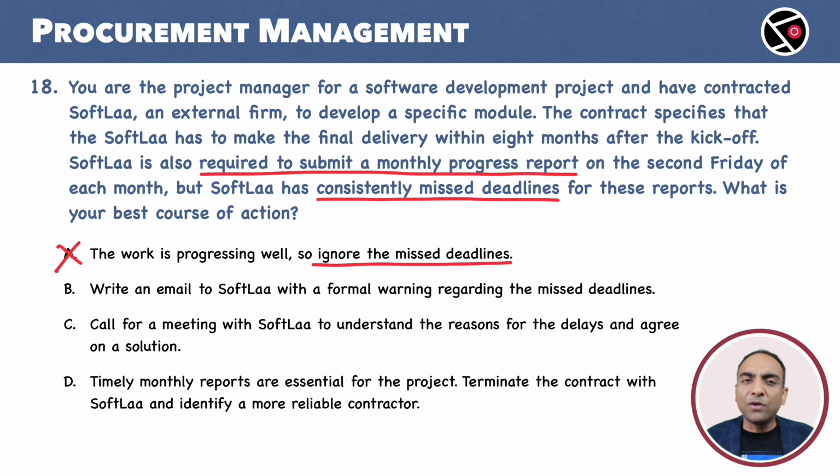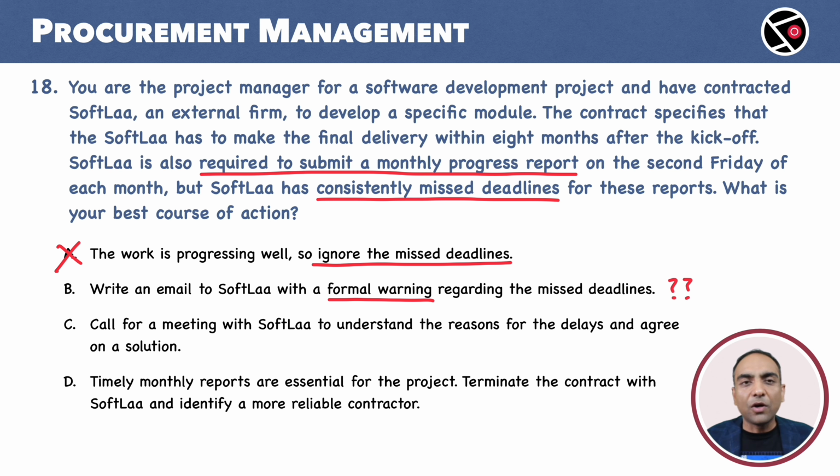B. Write an email to Softla with a formal warning regarding the missed deadlines. Formal warning is not a bad idea, but the question points out that the supplier had consistently missed the deadline. We can safely assume that this is not the first communication with the supplier on this issue. There could be a capability or operational reason behind the supplier's failure to submit the report in time. It is important that the background of the problem is understood before action is taken. We are not sure about this option.